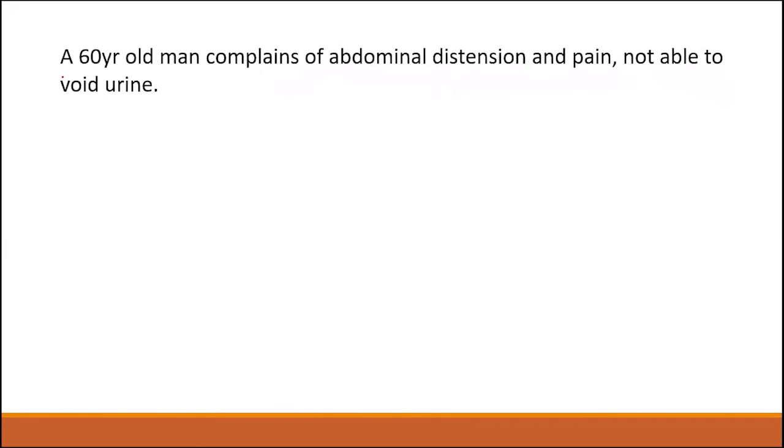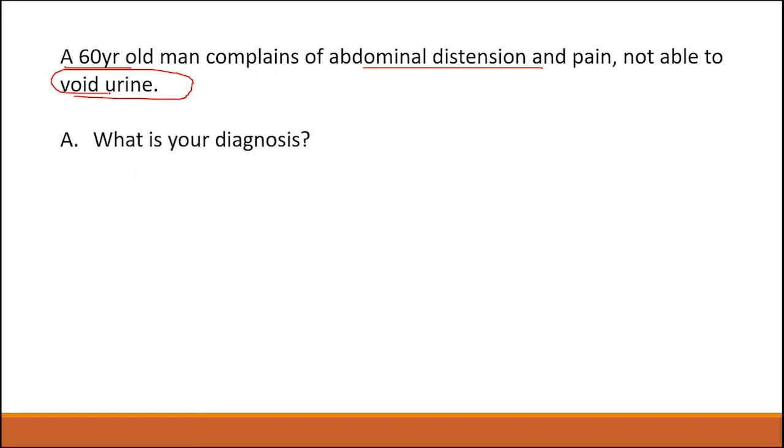A 60-year-old man complains about abdominal distension and pain, not able to void urine. That means inability to urinate. So again, like we answered in the previous question, the same thing you can think about, isn't it? 60-year-old, abdominal distension, pain, not able to void. So question is, what is your diagnosis? Again, you are thinking of what? Acute retention of urine. And it can be as a result of what? Any other cause, like the prostate cancer or the BPH, right?